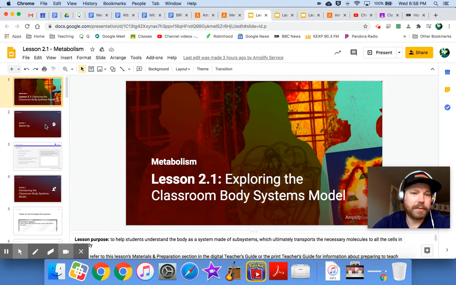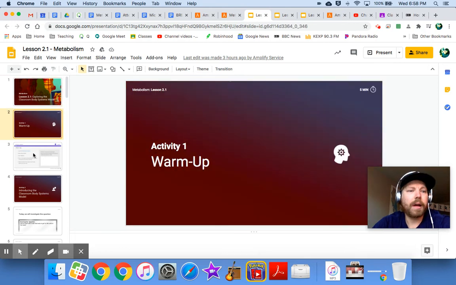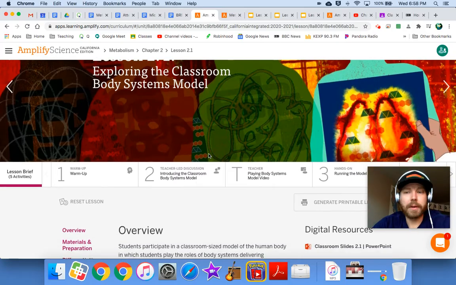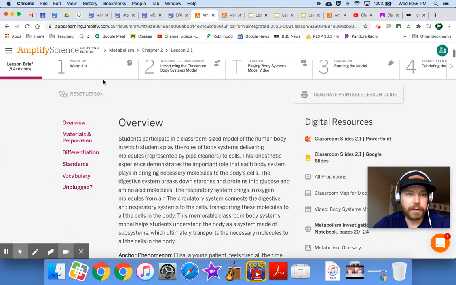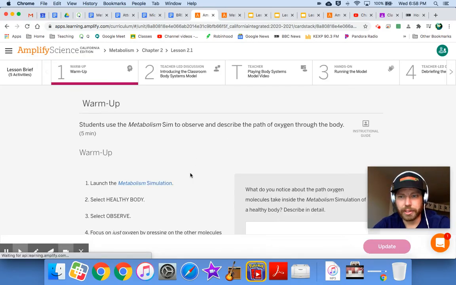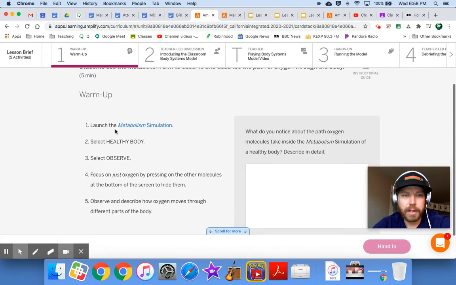Now, the warm-up asks you to open up the simulation, which we are going to do. It wants you to follow the path of oxygen through the body. It says, launch the metabolism simulation, select healthy body, select observe, focus on just oxygen by pressing on the other molecules at the bottom of the screen to hide them. Let's take a look at what we mean by that.